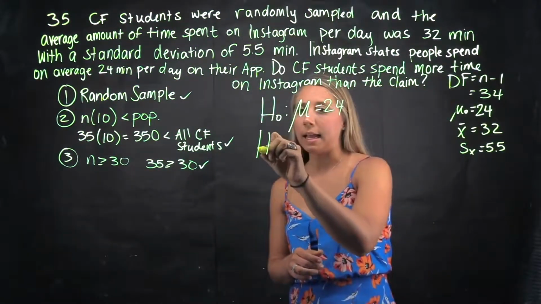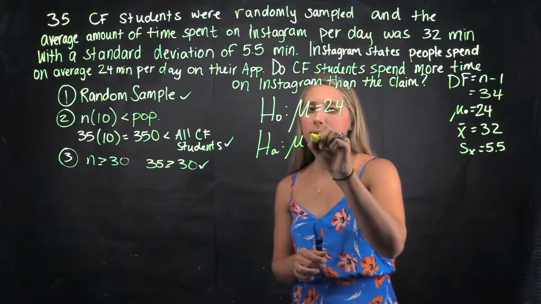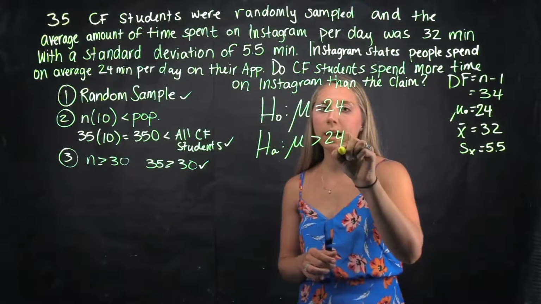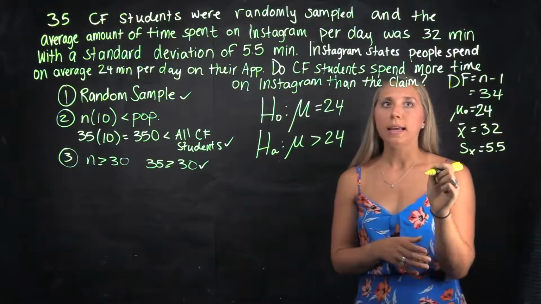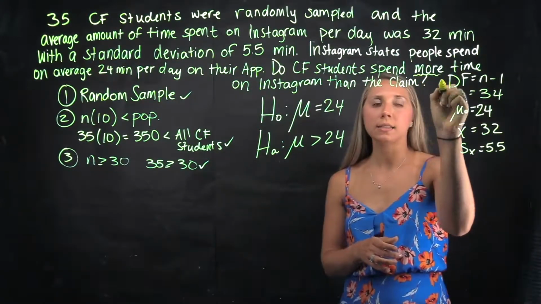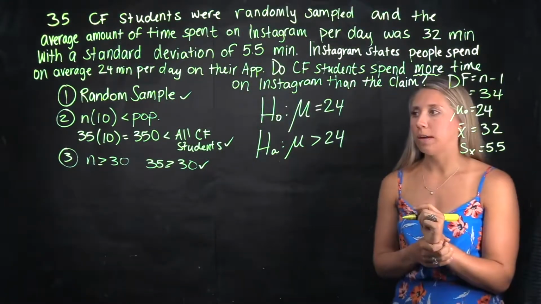And HA is that mu is greater than 24. And why we're picking greater than is because the question asks the word more.